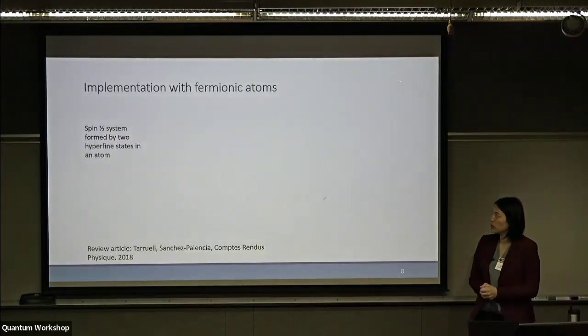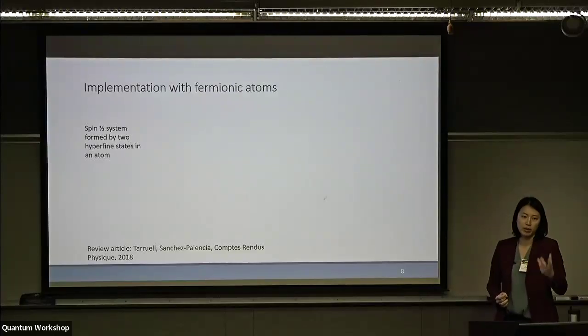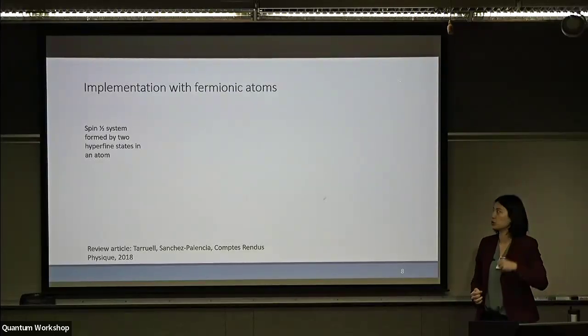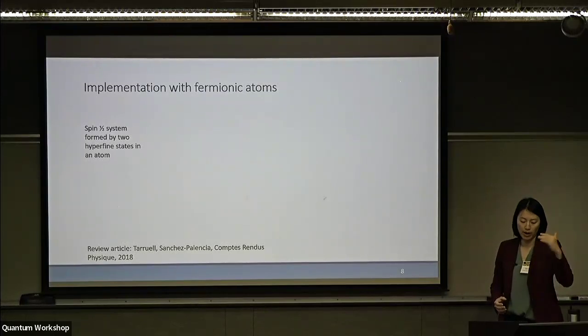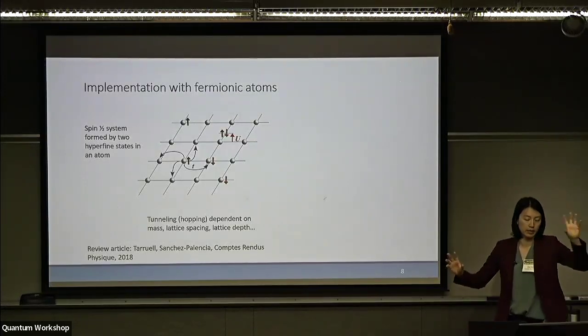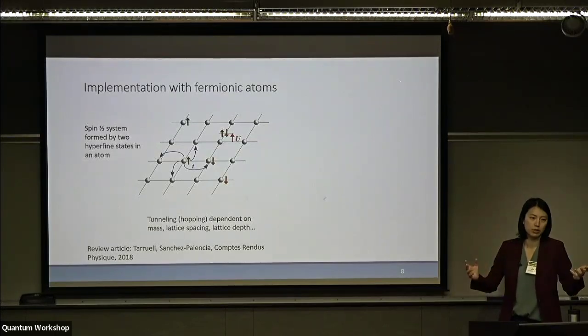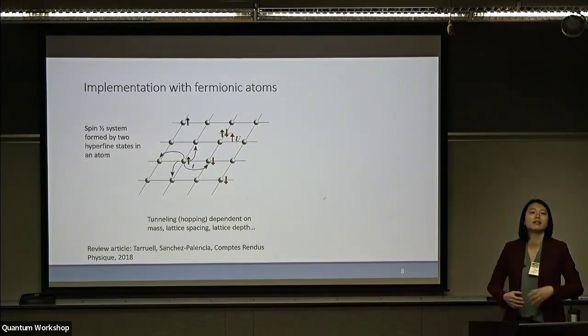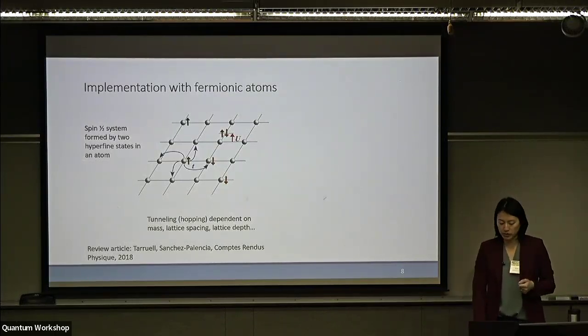So as a bit of a pedagogical background, how do we do this? With a fermionic composite atom, such as lithium-6 or potassium-40, one can isolate an internal two-level system, two hyperfine levels in the ground S state, and form an effective spin 1/2 system. And the tunneling of each particle from site to site is tuned by parameters such as the optical lattice spacing and the lattice depth, which we can control via the intensity of our laser fields.